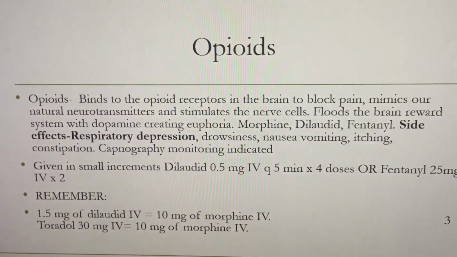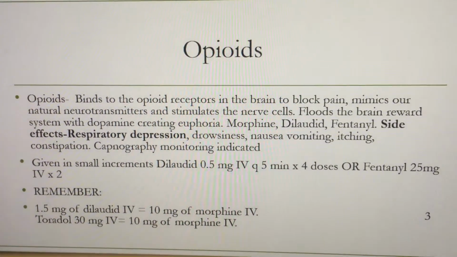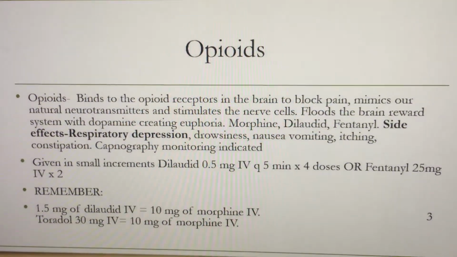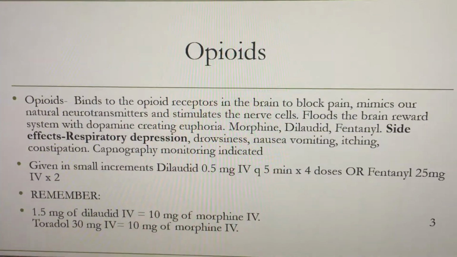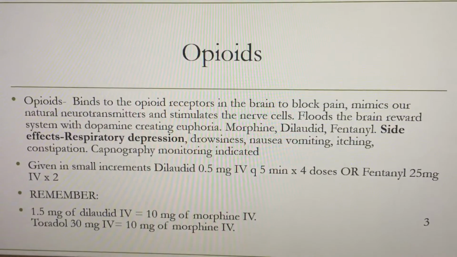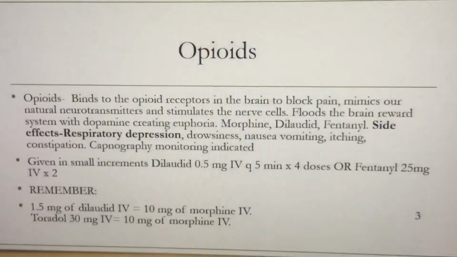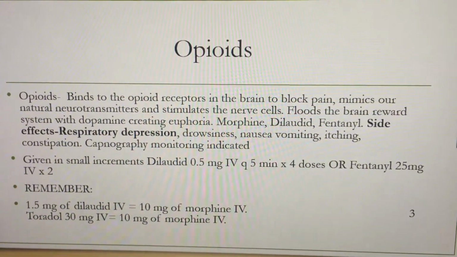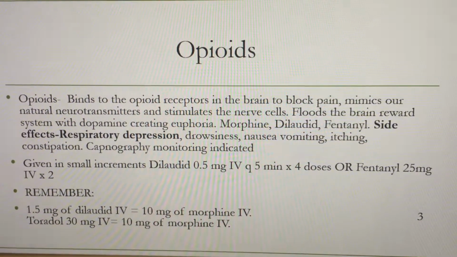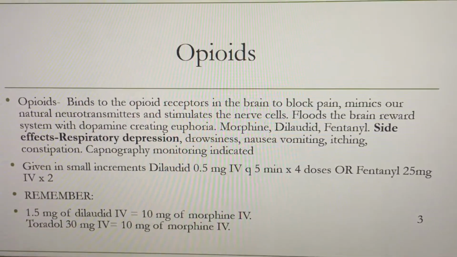Opioids are a very popular and very, very effective pain medication we use in PACU. Opioids bind to the opioid receptors in the brain, block and mimic our natural neurotransmitters, and stimulate the nerve cells. It floods the brain's reward system with dopamine and creates that euphoria. Morphine, Dilaudid, and fentanyl are examples of opioids.